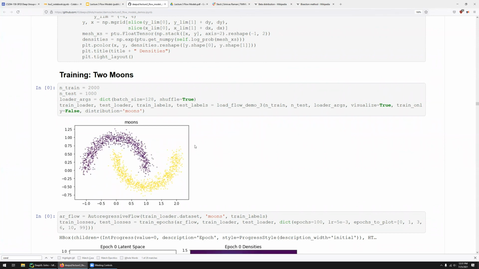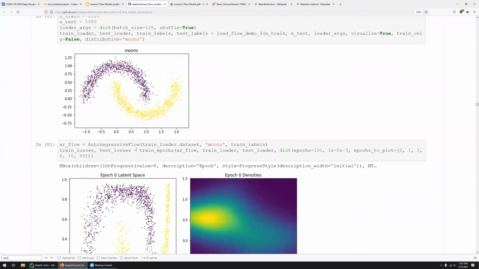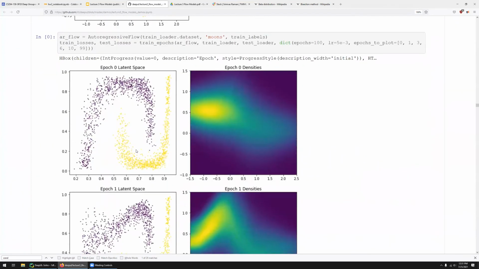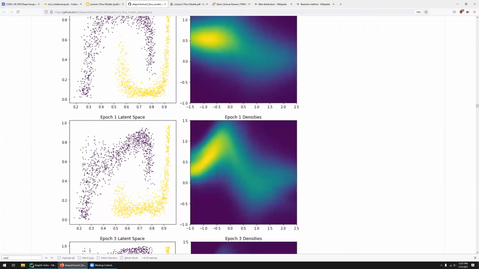I think it's still 2D, but they probably have the same thing where your training data set is a huge vector of X and Y's. Okay, and then data set moons. I'll just scroll through.